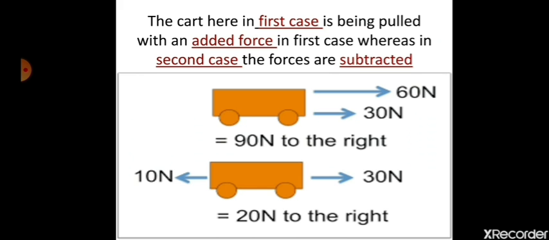In the first case, the cart is being pulled with the force 60 Newton and 30 Newton in the same direction. Thus, the two forces get added up. 60 plus 30 equals 90 Newton towards both the forces. And in the second case, the cart is being pulled by 10 Newton and 30 Newton forces in opposite directions. Thus, the forces get subtracted and 30 minus 10, the resultant force is 20 Newton towards the larger force.